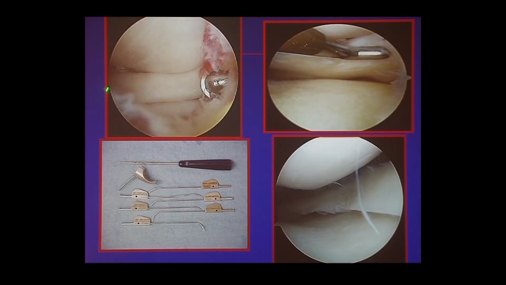So this is another example of a bucket handle tear. The whole back part's flipped in front, so we push it back where it's supposed to be, and then we use these things that look like European torture devices to pass needles through. And if you look really closely, it's kind of dark, but there's a bunch of blue suture way back towards the edge of the knee joint, and we fix it.